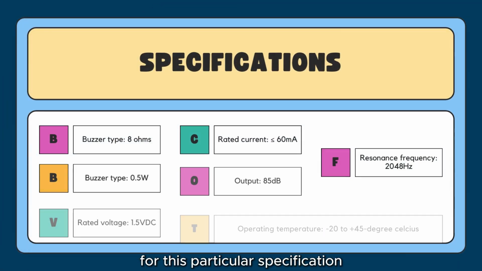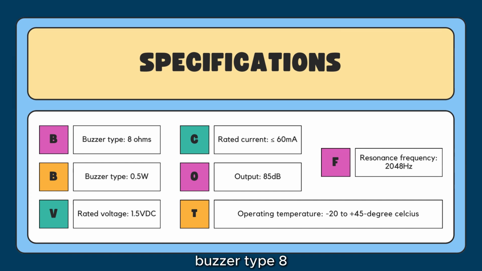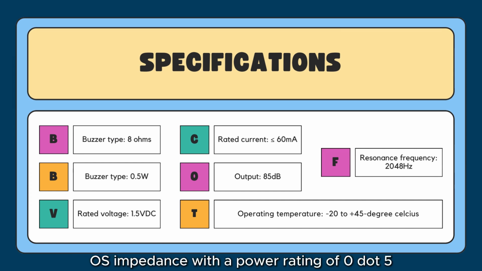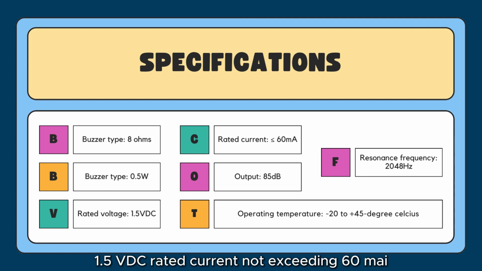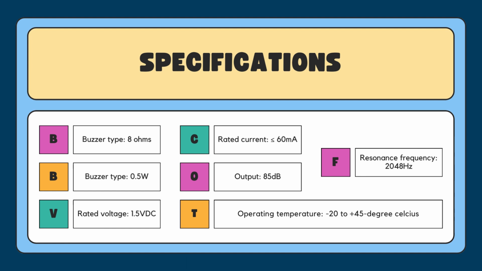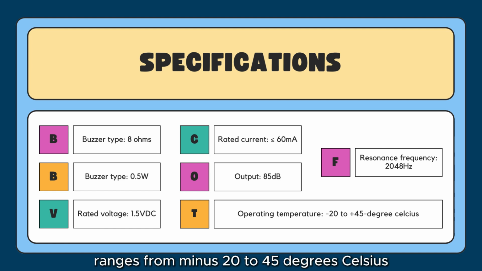For this particular specification, the buzzer type has 8 ohms impedance with a power rating of 0.5 W, rated voltage 1.5 VDC, rated current not exceeding 60 mA, output sound pressure level of 85 dB, resonance frequency 2048 Hz, and operating temperature ranges from -20 to 45 degrees Celsius.